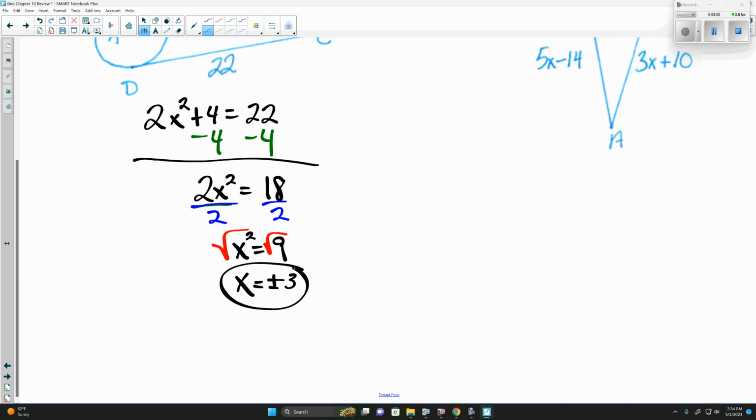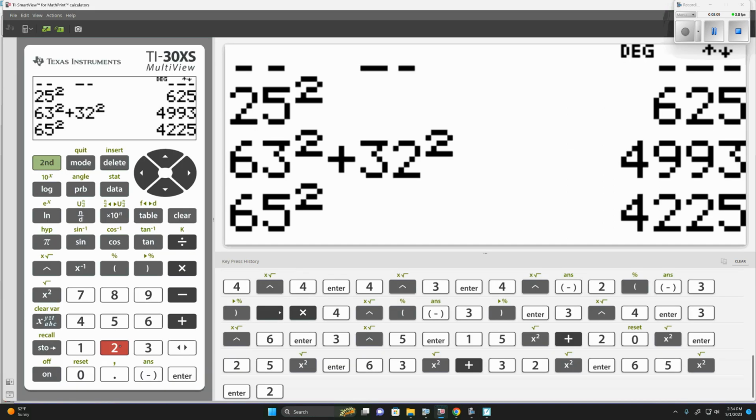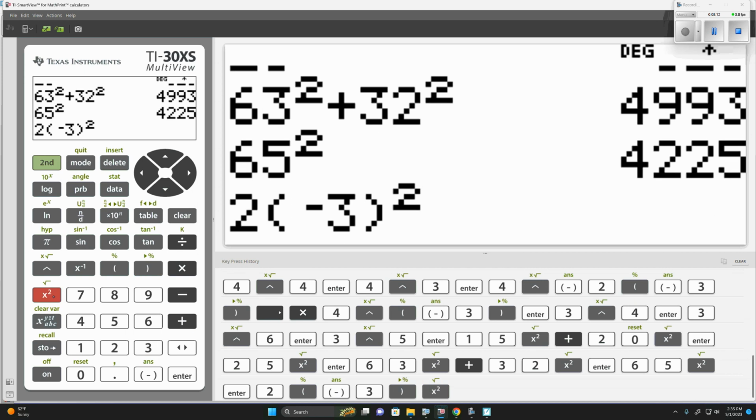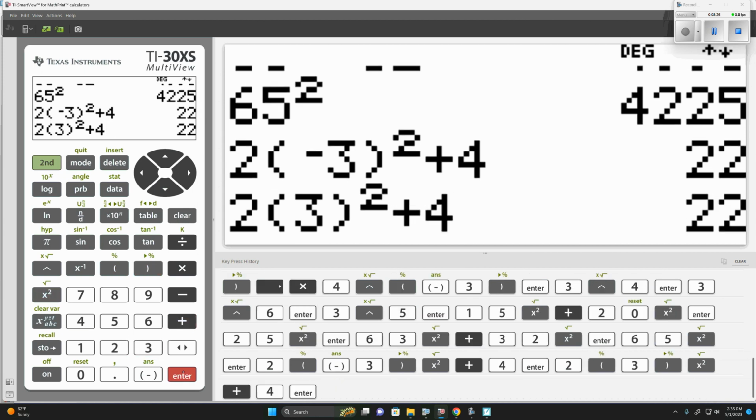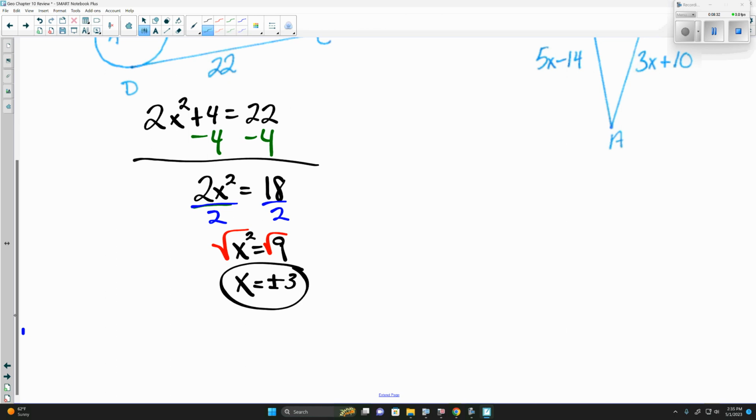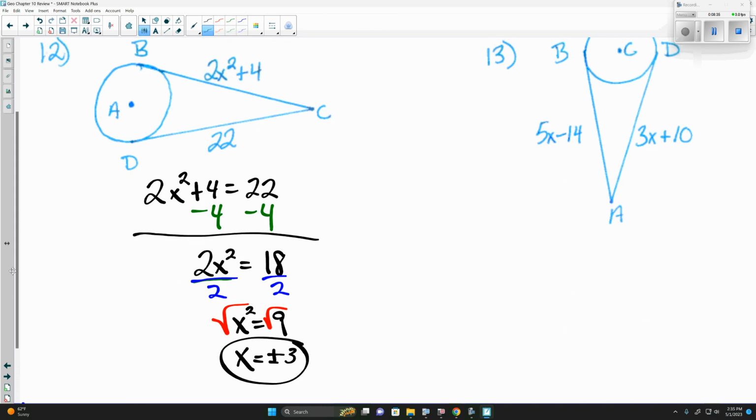Now, if you're not sure and you want to check, we can always put it back in. Because 2x squared plus 4 should equal what? 22, yes? So I can plug it back into the original length. The original length was 2 times x squared plus 4, so we can say 2 times negative 3 squared plus 4 gives us 22. I can also do it with positive 3 and get 22. So if you're not sure with the plus or minus, go on and plug it in with both the positive and negative case. Take which one works. Here, both of them work.